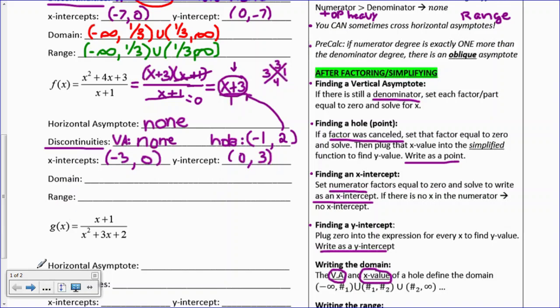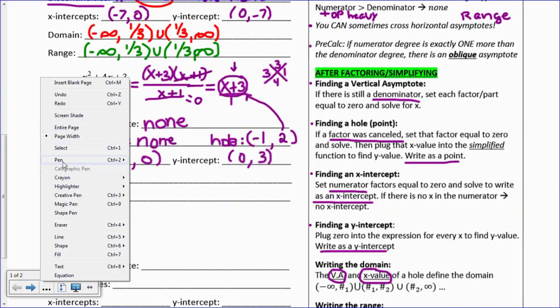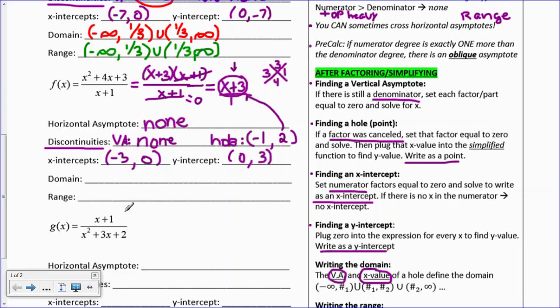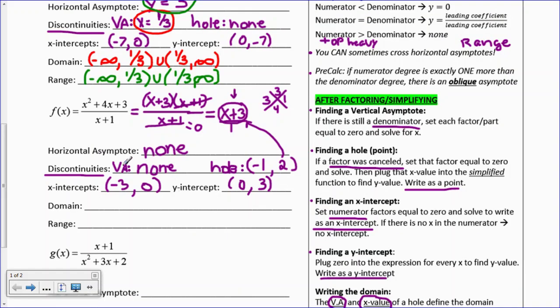Remember, for domain and range, you want to switch your colors so you can identify what's going to affect your domain and what's going to affect your range. Okay, so remember, the domain is affected by the vertical asymptote and the x value of a hole. I don't have a vertical asymptote, but I do have a hole, so the x value, this guy right here, is going to affect my domain.